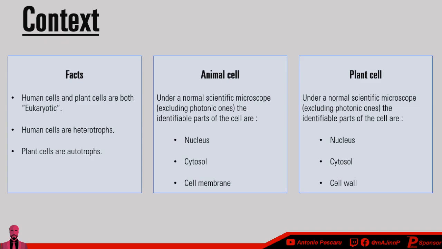So again, excluding the photonic microscope, identifiable parts of the cell are again the nucleus. As you can see, there's a similarity, cytosol, and a cell wall. This is a big difference over here. There's a cell wall and not a membrane. Actually, they do have a cell membrane. Plants do have a cell membrane, but they're mostly surrounded by a cell wall. And this is where we actually go into the big differences.